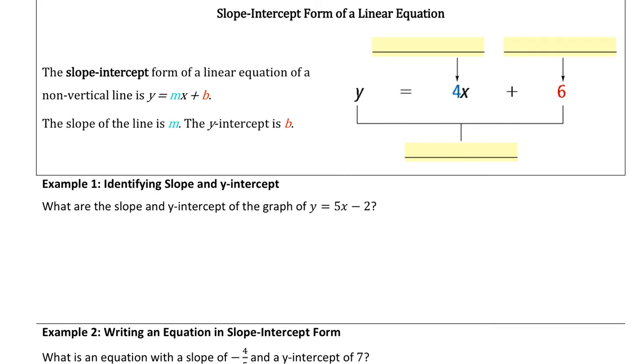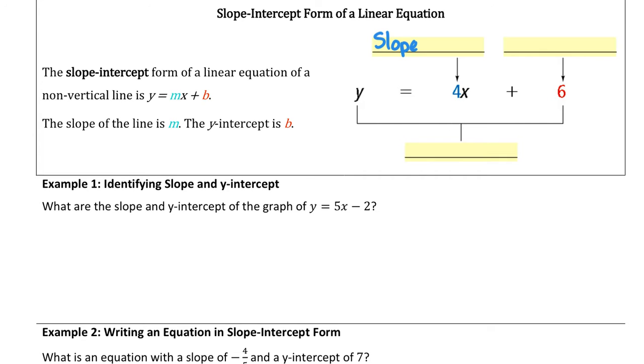So the slope-intercept form of a linear equation of a non-vertical line is this form: y equals mx plus b. When we write slope-intercept form, you will always have y equals. M and b are the values that will change and be actual numbers. M represents the slope of the line.